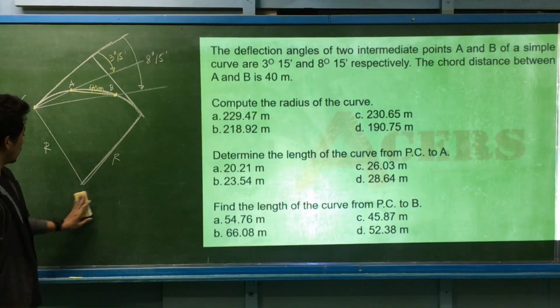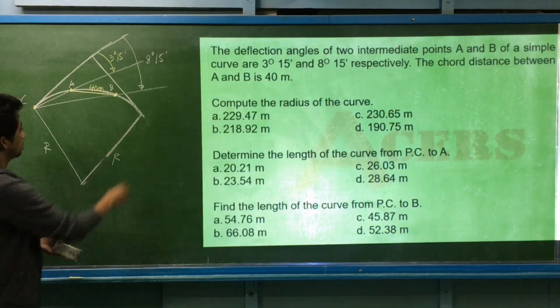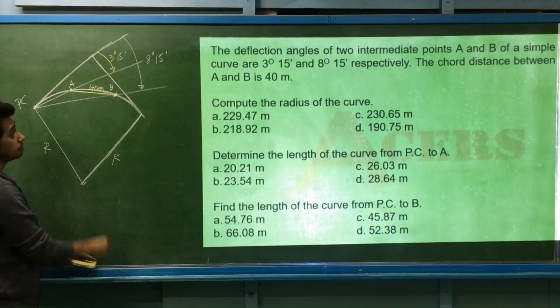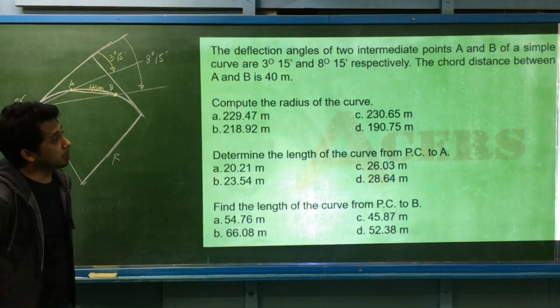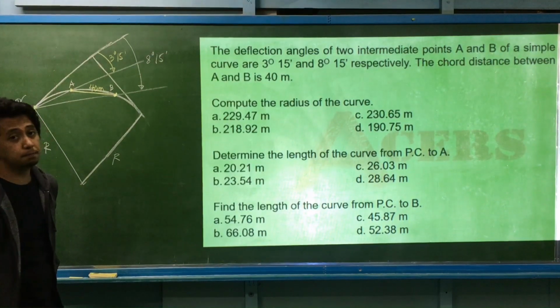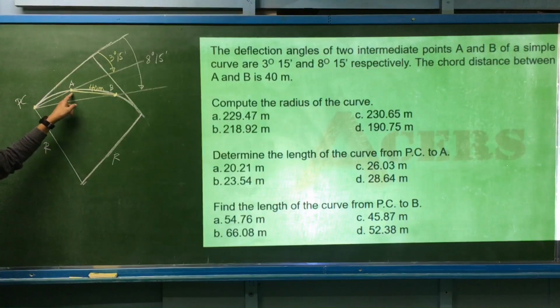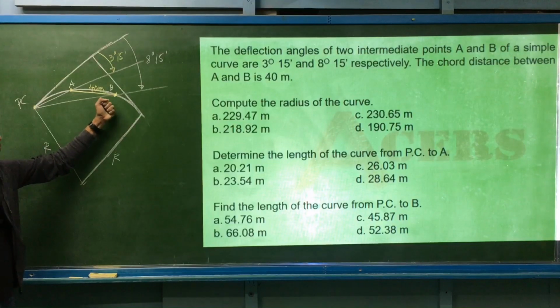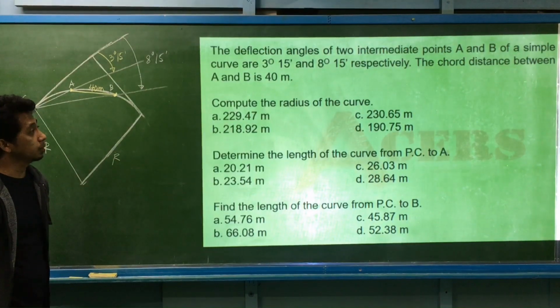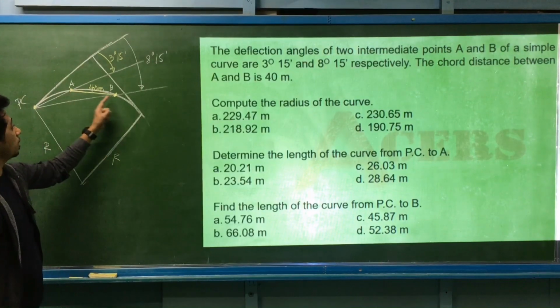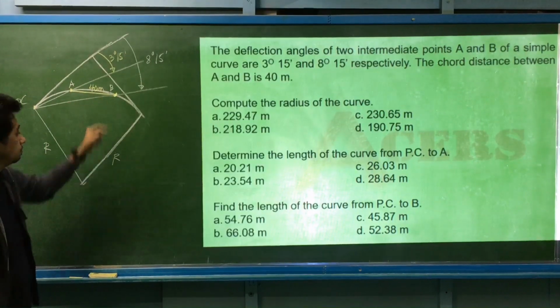First example natin sa survey. So, deflection angles of two intermediate points A and B of a simple curve are, so let's say this is point A, the deflection angle is 3 degrees, 15 minutes. For point B, it is 8 degrees, 15 minutes respectively. The chord distance between A and B is 40 meters.